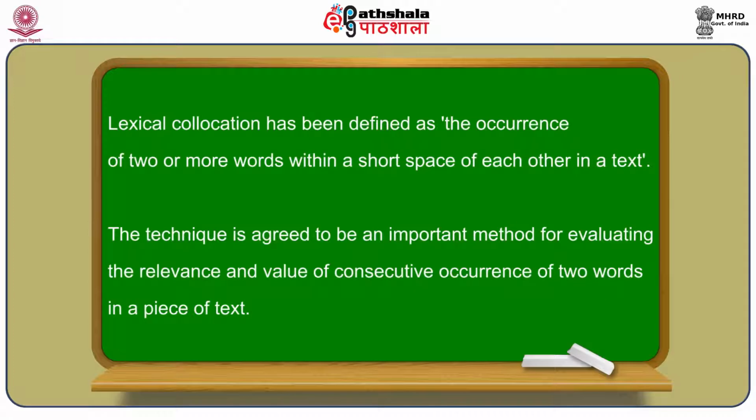Then, next is collocation. Collocation is defined as the occurrence of two or more words within a short space of each other in a text. So collocation, as the term refers to, is co-location. We often find that some words all the time come together, whatever the sentence or frame may be. If one word comes, then the other may also come together.